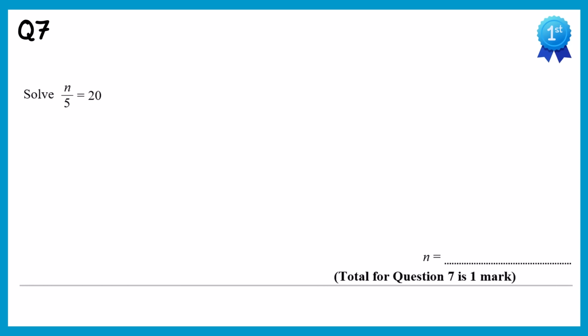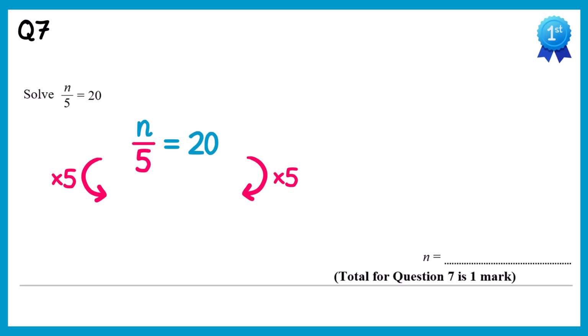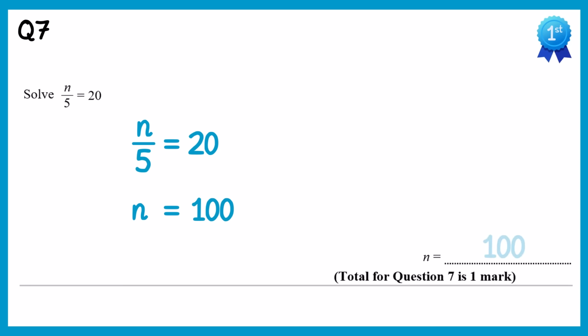In this question, we need to solve the equation n over 5 equals 20. This over 5 here means divide by 5. To solve an equation, we need to do the inverse operation. The inverse of dividing by 5 is multiplying by 5. So we will multiply both sides by 5. So if we write this equal sign down, on the left-hand side, if we multiply by 5, that'll cancel the divide 5 that's already there, so we're just left with n. On the right-hand side, 20 multiplied by 5 is 100. So the answer is n equals 100.